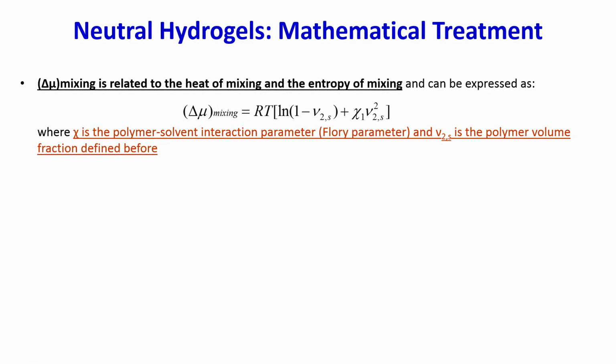So, where we know that the chi is the polymer solvent interaction. So, how the polymer and solvent are interacting. So, this is going to change if you change the polymer, this is going to change if you change the solvent. And then V2, as we have already defined before, is nothing but the polymer volume fraction of the gel.